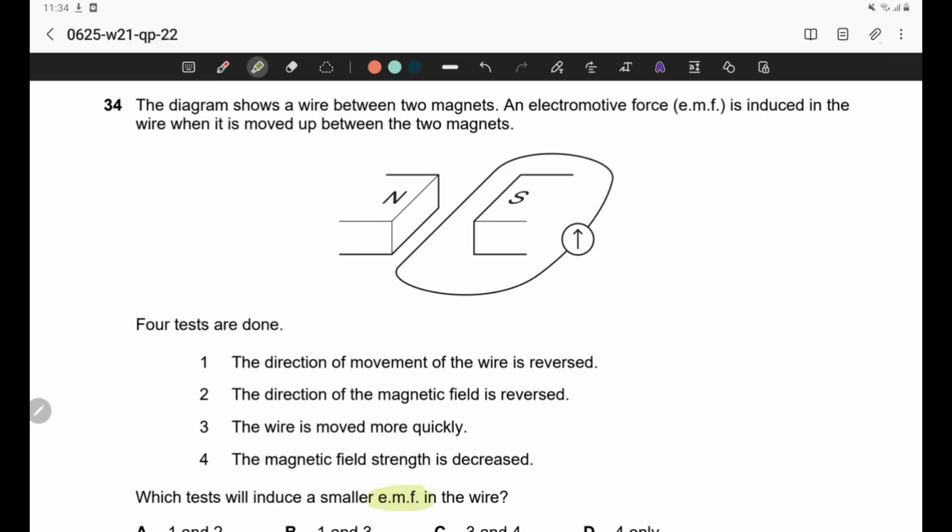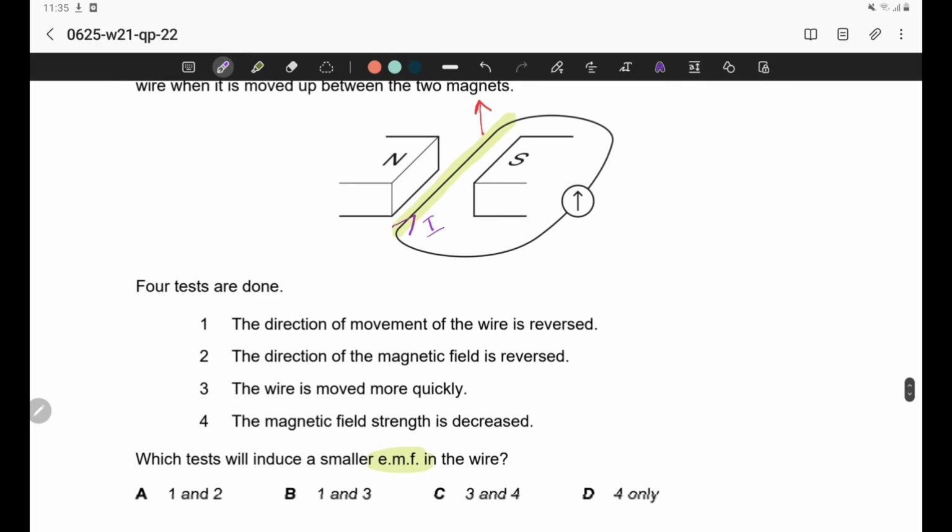So we are provided with an example of electromagnetic induction, where a conductor is placed in between two magnetic poles, or in a magnetic field. And when an upward force is applied on the wire, because of the movement of this conductor in the magnetic field, an EMF is induced in the wire. Therefore, a current starts to flow through the wire. Now, we need to check what change we should make in order to reduce the induced EMF.